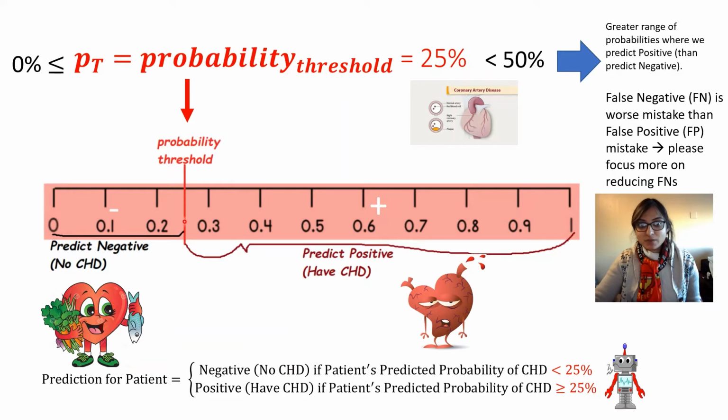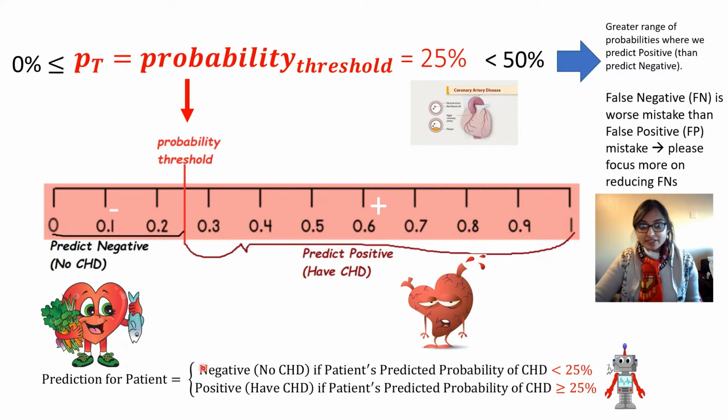So the probability threshold is 25%. Then we are predicting that the patient is negative, does not have CHD, if they have a predicted probability of CHD that is less than this threshold probability of 25%, which is just this interval here from 0 to 0.25. But we predict positive, that the patient has CHD, coronary heart disease, if they have a predicted probability for CHD that is greater than or equal to this probability threshold of 25%. So then we're predicting positive for this larger interval from 0.25 all the way up to 1.